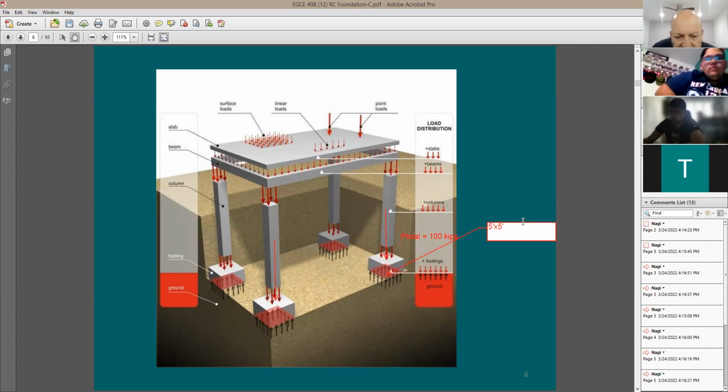How much is the pressure below the footing? Now, you have a vertical force of 100, and the footing size is going to be 5 feet by 5 feet. Therefore, the area of the footing equals 25 square feet, right? Good. How about the pressure below the footing? I can use the term Q, which is going to be equal to the 100 kips divided by 25, which equals 4 kips per square foot, KSF.